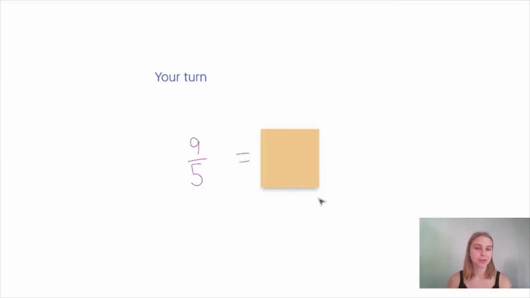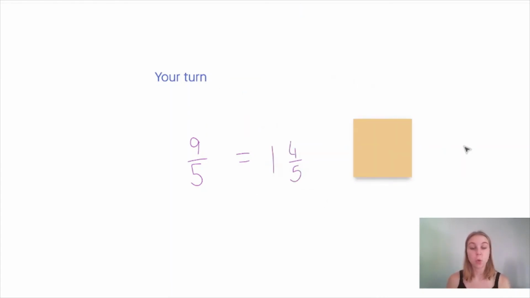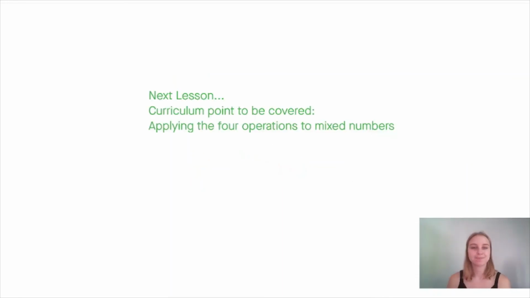The answer that you hopefully should have gotten should be 1 4/5 for this question. Next lesson, we'll be looking at applying the 4 operations to mixed numbers.